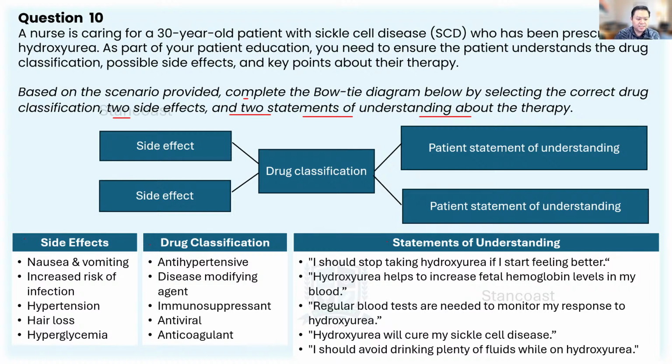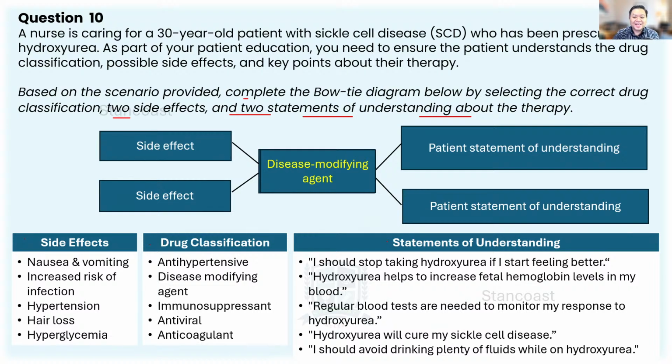Very good, Jet. That is the correct answer. That is the disease modifying drug or agent. As I have said earlier, in some cases it can be used as an anti-metabolite. It can also be used as an anti-neoplastic agent. But for this patient, it is classified as a disease modifying agent. And so that is the correct answer. Disease modifying agent.